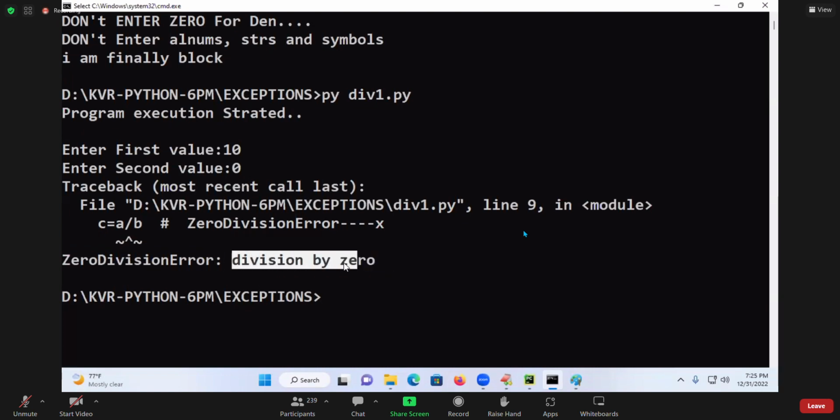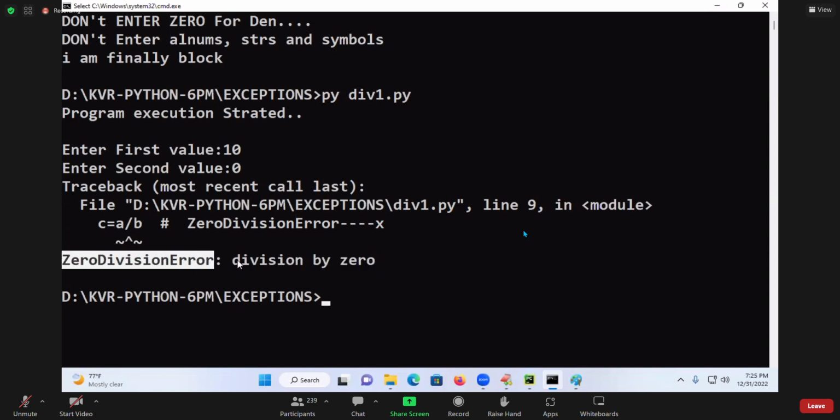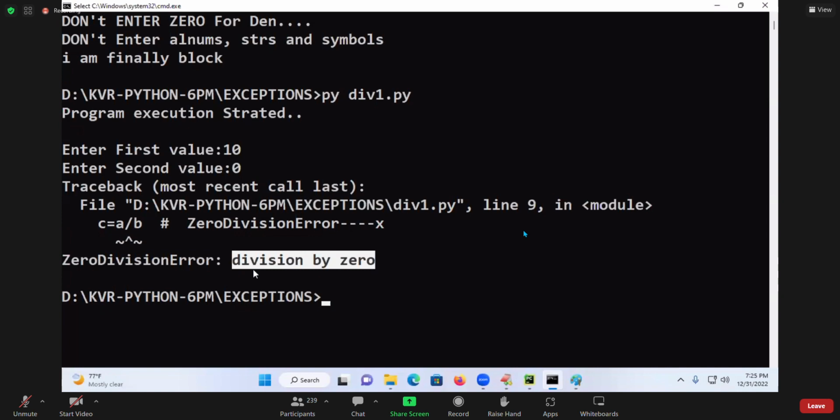div1 program I will run it, students. div1.py. Enter 0 and 0. What did I get? Technical error message we got or not? What is ZeroDivisionError? Exception class name. What is this, colon, after that, division by 0? It is called the message. It is coming because of which exception? This message in Python is coming.